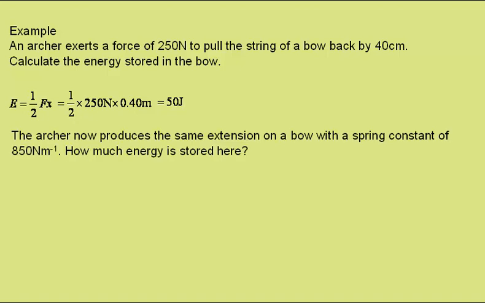The archer now produces the same extension on a bow with a spring constant of 850 newtons per metre. How much energy is stored here? Well, now we need the other form of the equation. The energy is half times the spring constant times the extension squared. Putting in the values with the spring constant of 850 newtons per metre and the extension again 0.40 metres gives an energy of 68 joules.